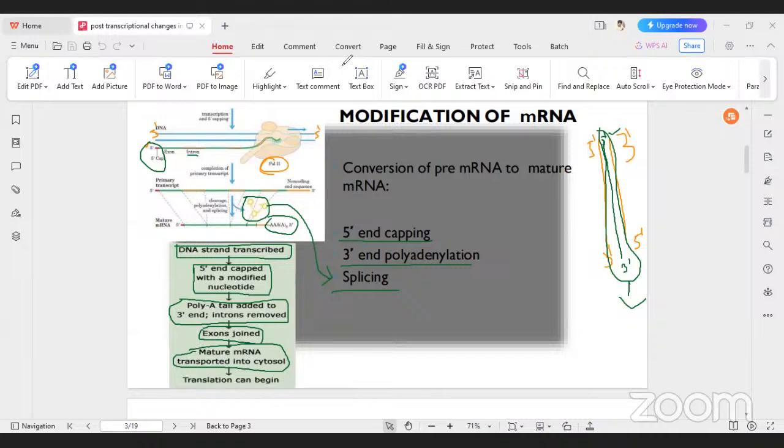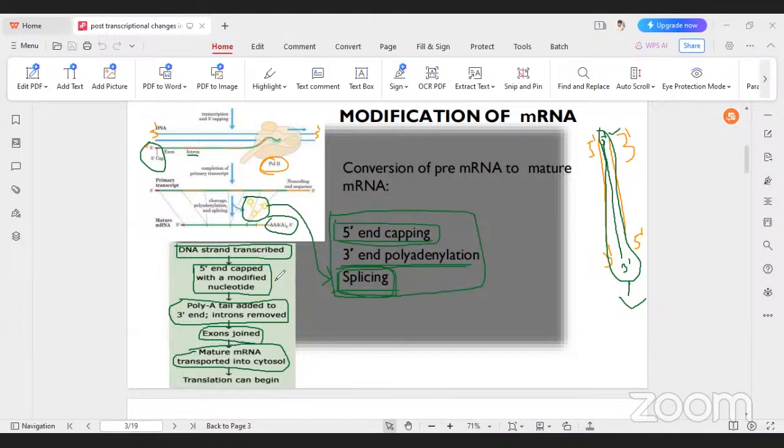Three post-transcriptional changes are already given: 5' capping, 3' polyadenylation, and splicing. These three post-transcriptional changes also take place inside the nucleus.